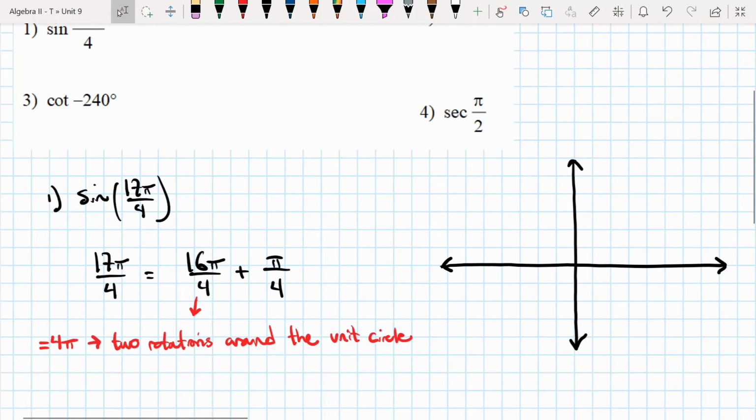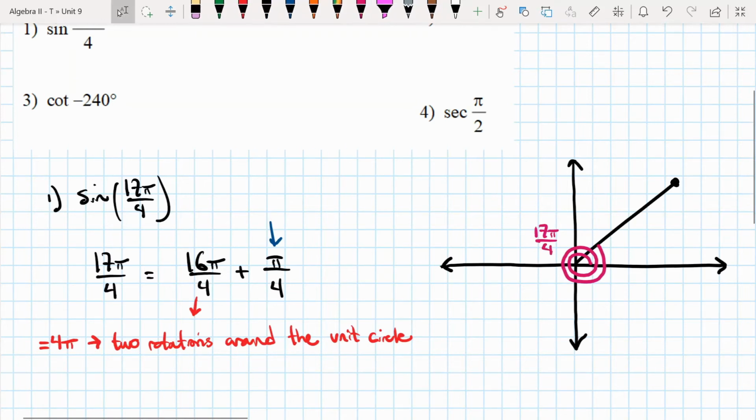So what we're going to do is go 2 laps around, and then what we're left with is pi over 4. So 17 pi over 4 is located here on the unit circle. And so what we do here is we start here. This is 2 pi. This is 4 pi, or 16 pi over 4. And then this last spot right here is pi over 4. So this entire rotation sequence is 17 pi over 4.